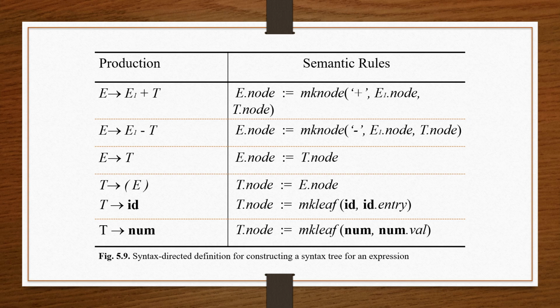The last two T productions have a single terminal on the right. So we construct this particular node using a constructor called leaf. It is nothing but the leaf node, with attributes id entry or num dot value. I think this particular SDD is clear, right?